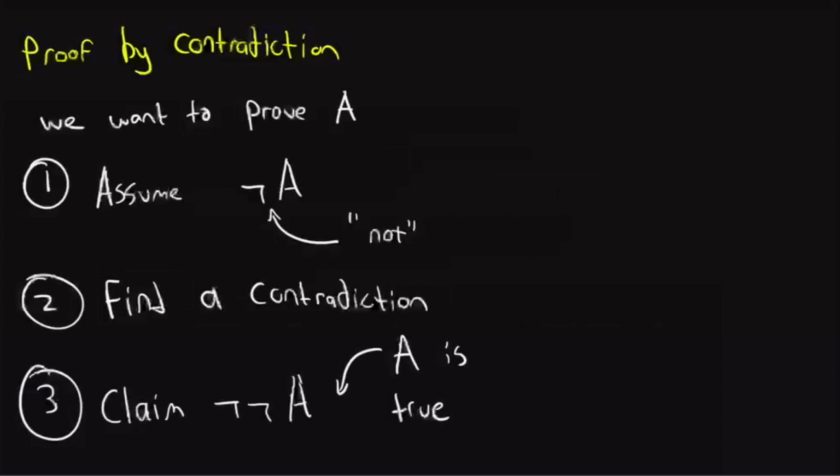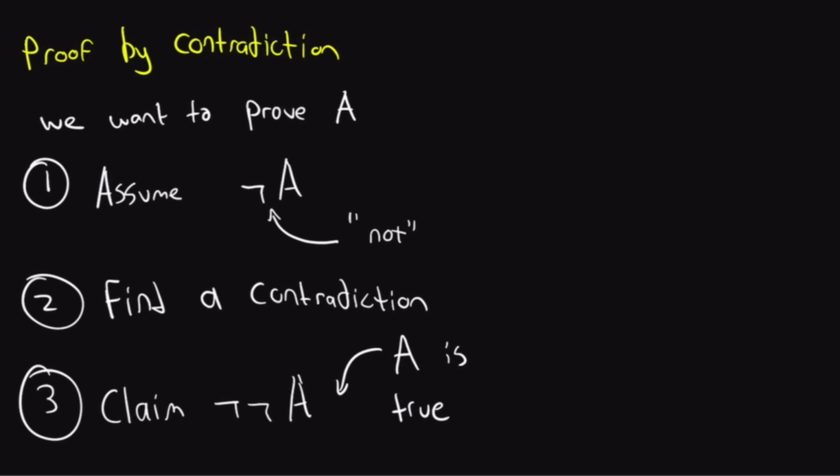Let's say we want to prove a statement A. Our first step in the proof would be to assume not A, or the negation of A, and this symbol over here is used to denote the negation. Using our assumption, we want to find some sort of contradiction with our proof, something that's obviously wrong or false. And using that contradiction, we want to make the claim that not not A is true, and not not A is just A because these two cancel out. And yeah, that's in essence what a proof by contradiction is.